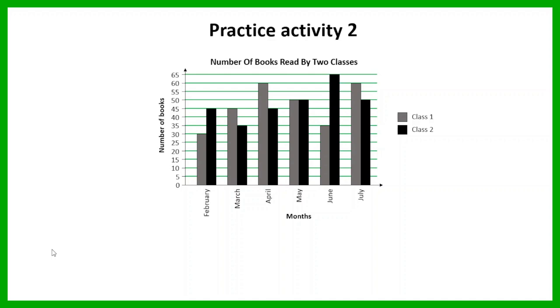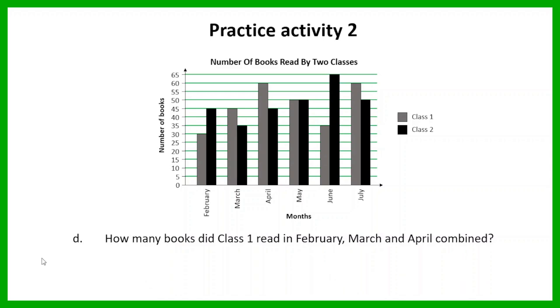Okay, so you're going to be answering a few questions now about the data represented in this graph. I'm going to give you a few seconds for each of the questions. Here's the first one. How many books did class 2 read in March? Then question B, which class read the most books in April? Question C, in June, how many more books did class 2 read than class 1? Question D, how many books did class 1 read in February, March, and April combined?